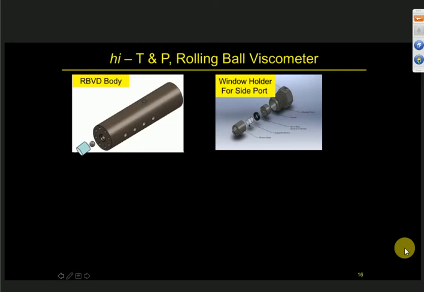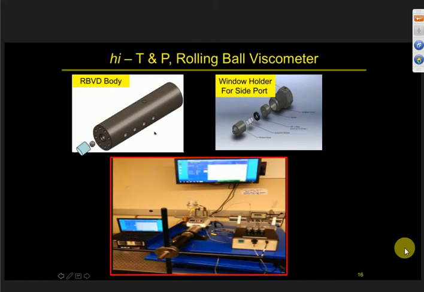This is a small window holder. It has a couple of parts: a window cap, a sapphire window, and some O-rings. We put this together and then stick it into one of these holes. There are two on this side and two on the other side. We shine light from one side, and there is a light detector. I'll show you that in a schematic. And this is the real apparatus in our lab. There is a pressure generator, and this is the cell. There is a data acquisition program.